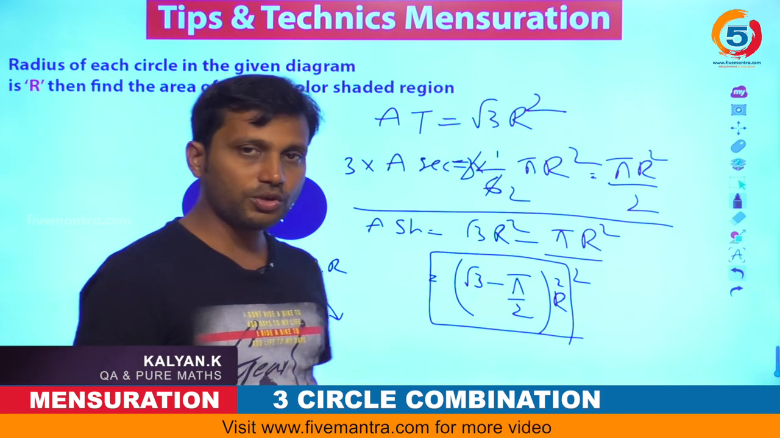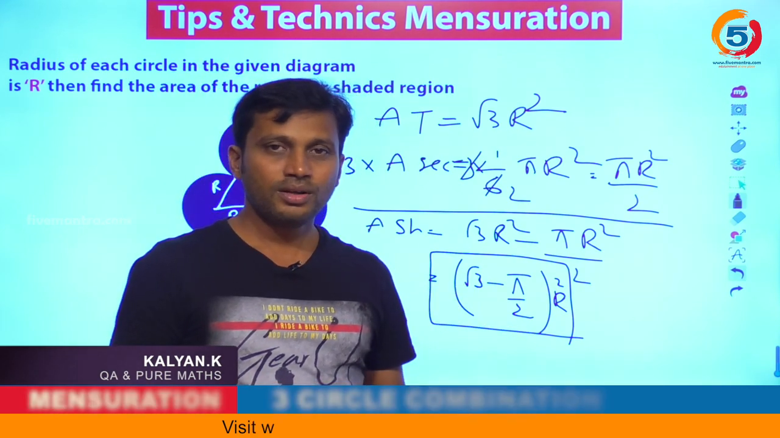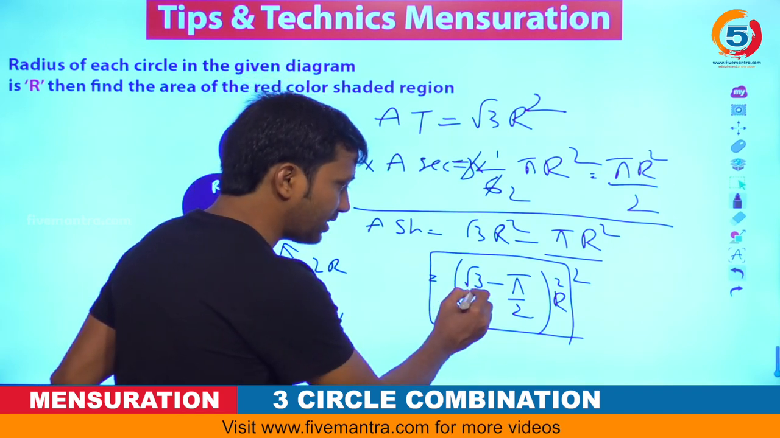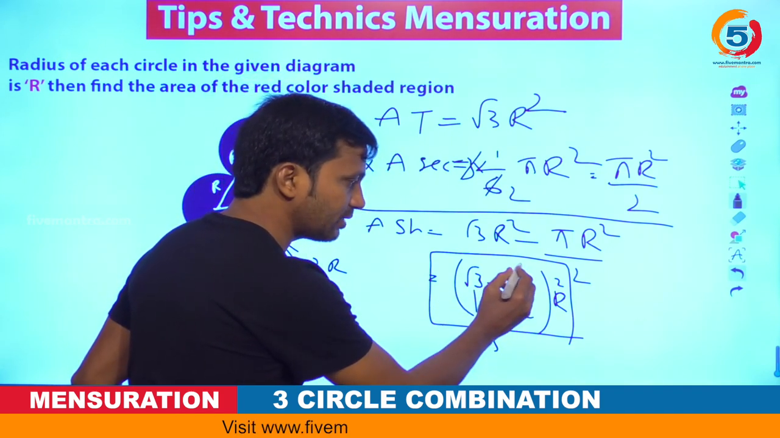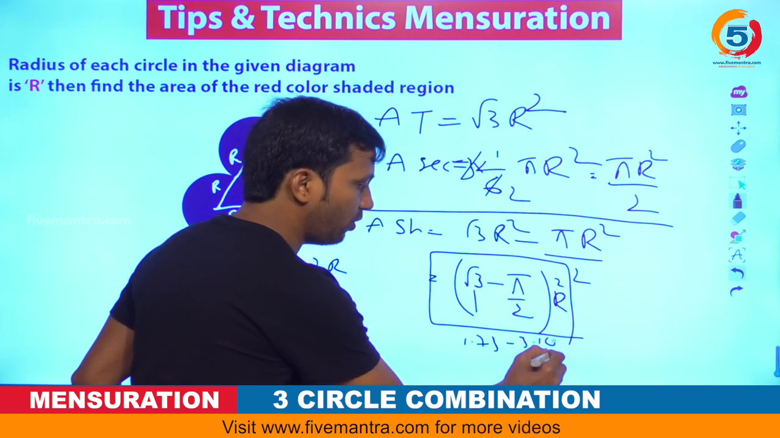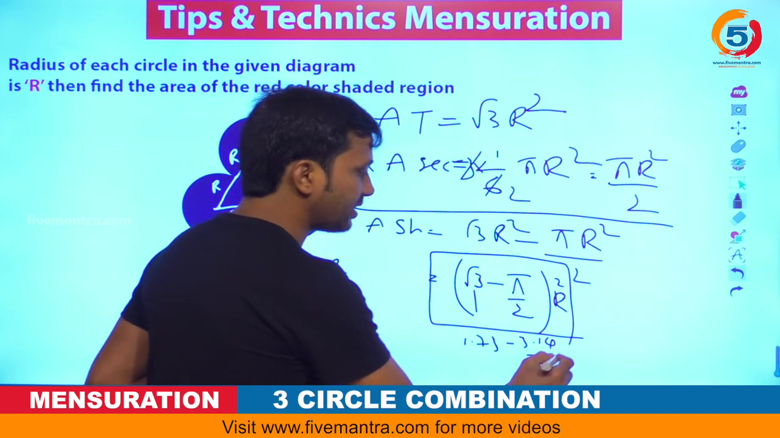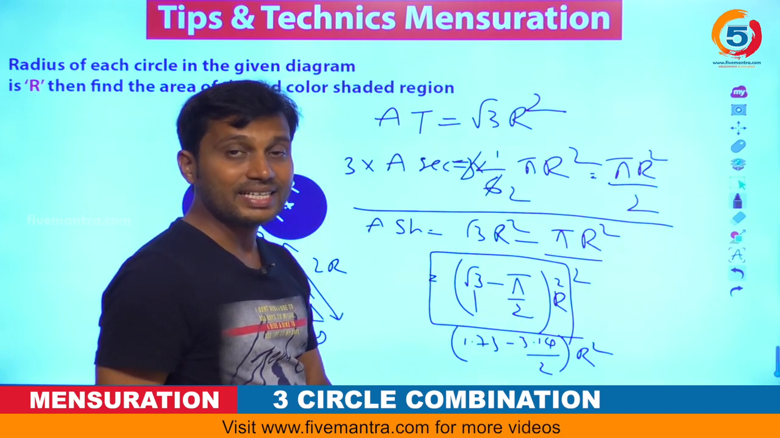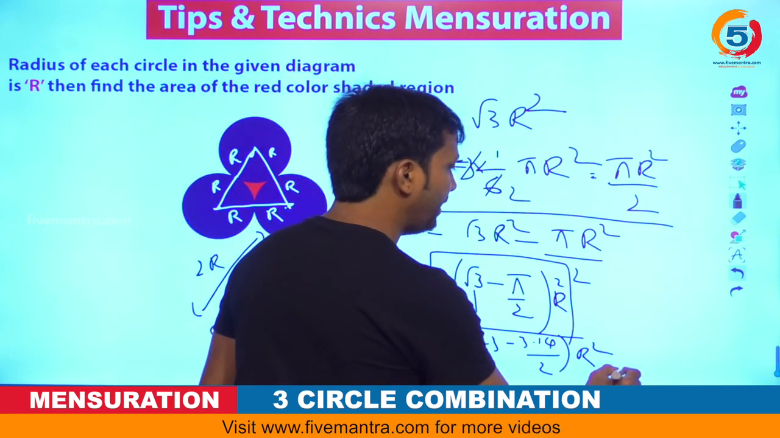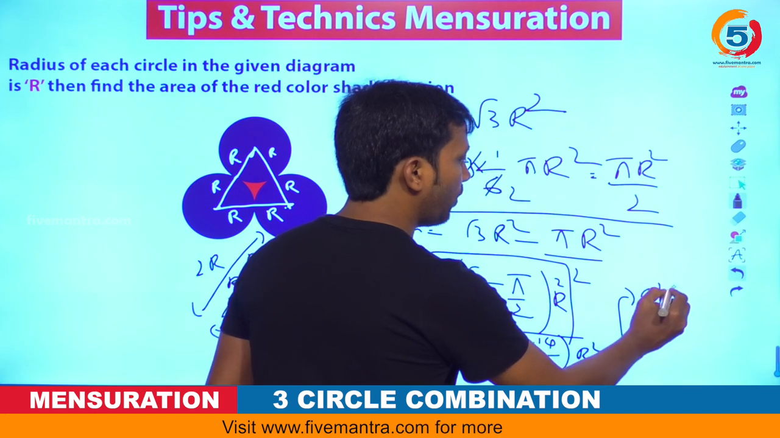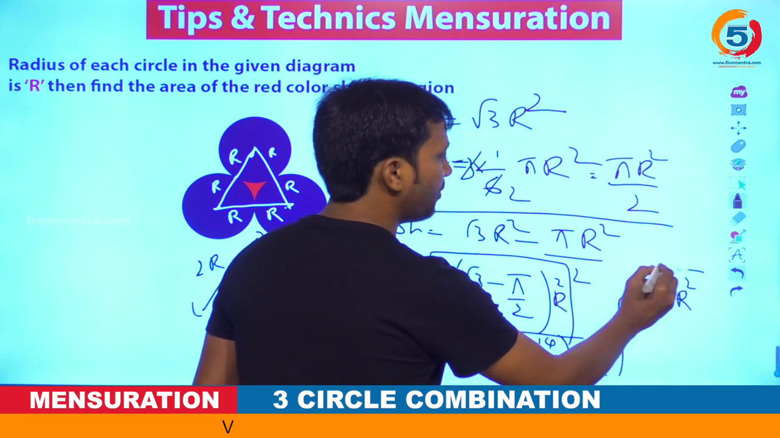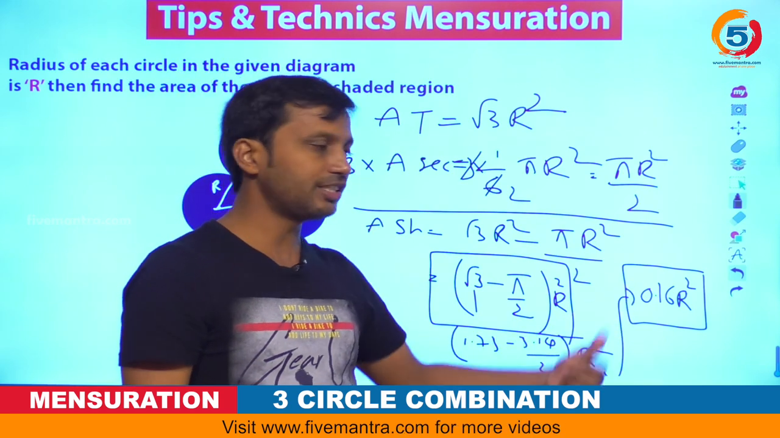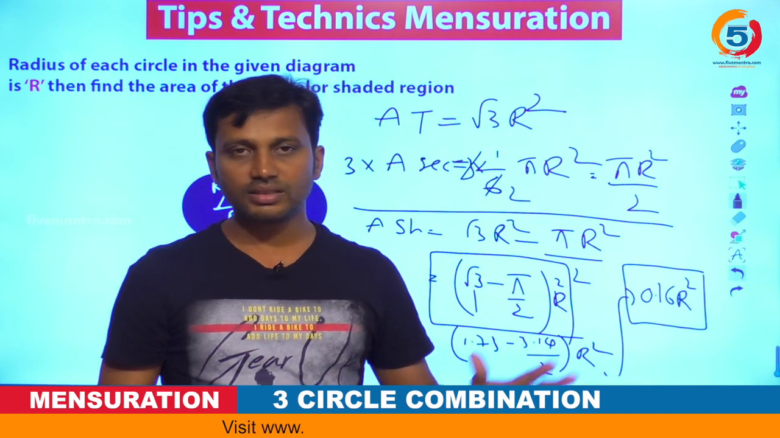How? For example, root 3, what is the value of root 3? 1.732. Taking 1.73 as the value and the pi value as 3.14 by 2, after substituting this as 1.73 minus 3.14 by 2, this value can be further simplified, times r square. Simplifying this, our total value we get is 0.16, which means finally this is 0.16 r square, which is the finest shortcut in this case to find out the area of the shaded region.